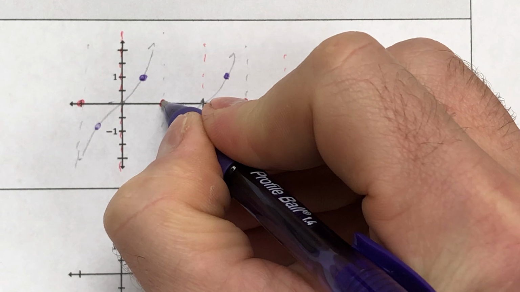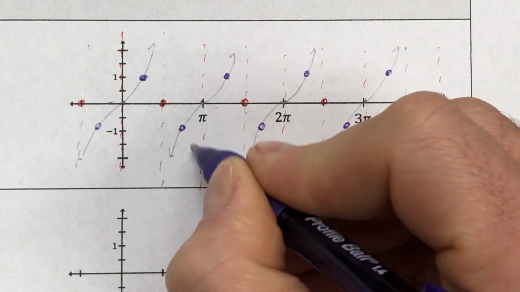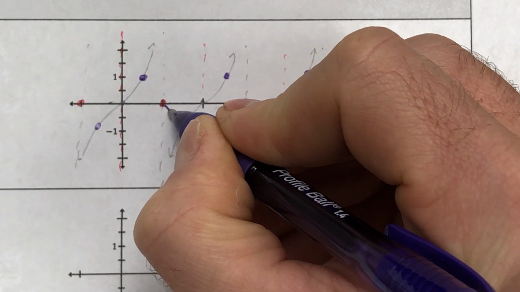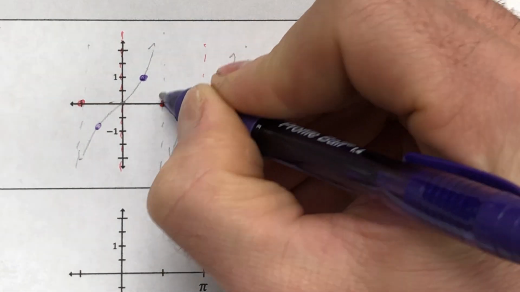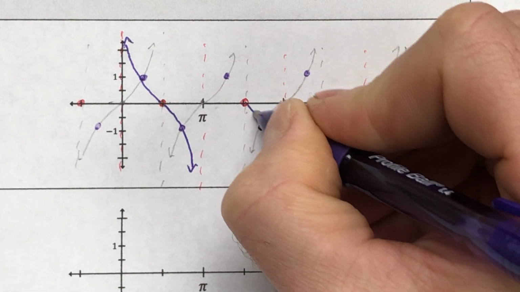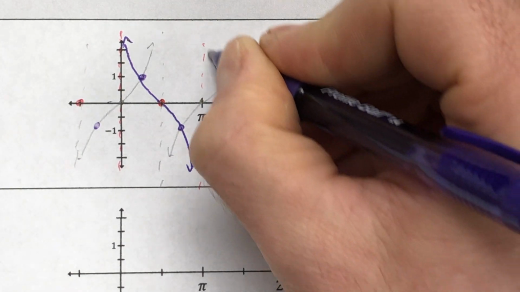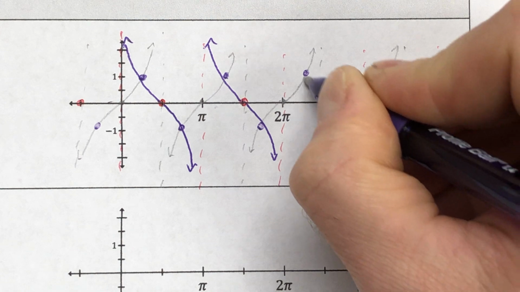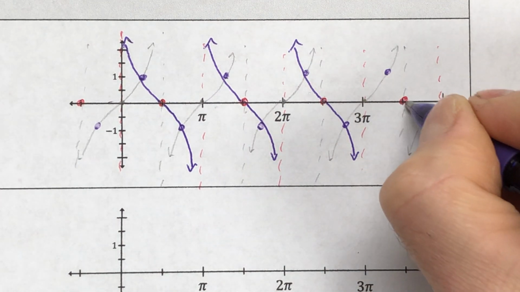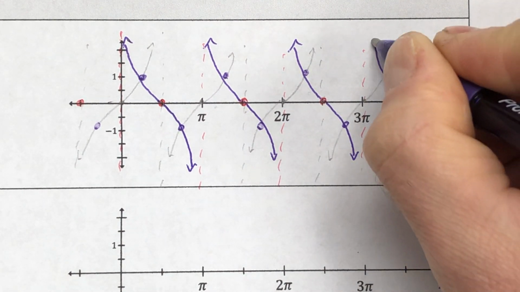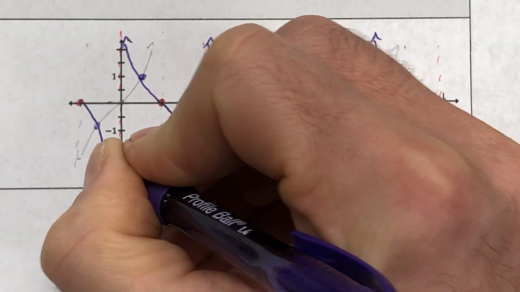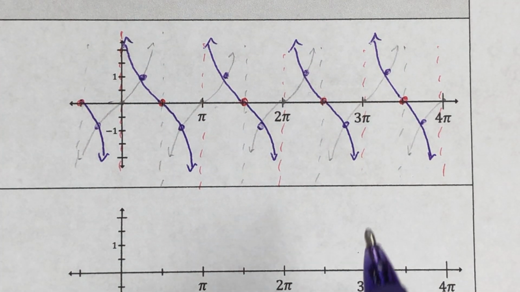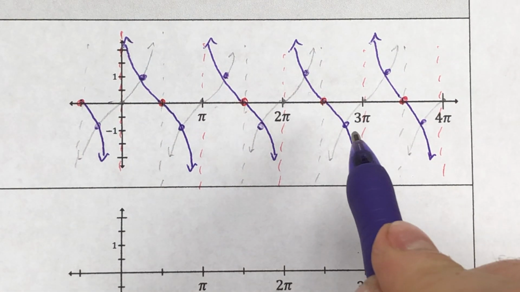I know I'm going to have a point right here. It's going to curve down through that and come towards that asymptote. And so what we see is that the graphs share a certain type of relationship. The asymptotes and the zeros are flipped.